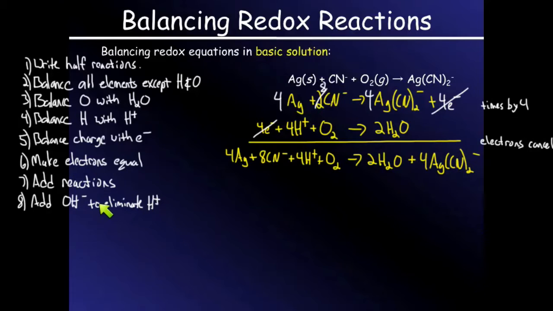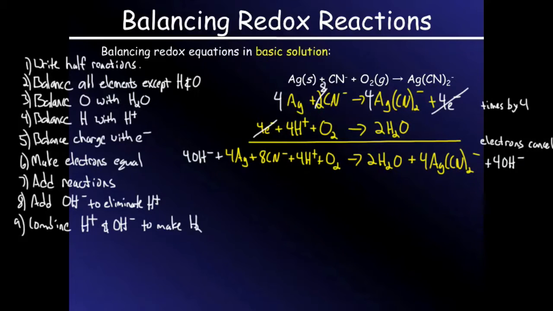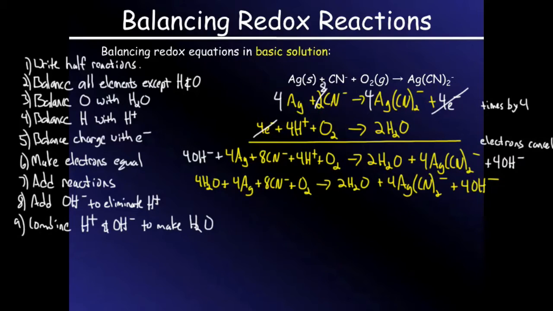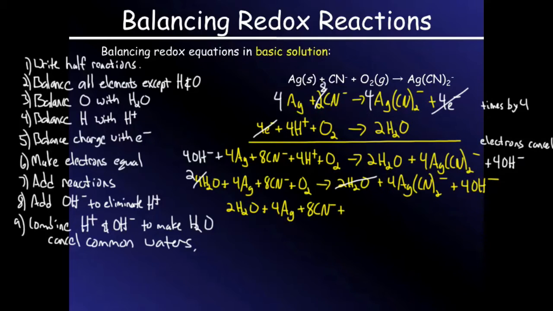Then, afterwards, because we are balancing it in basic solution, we will add the same number of hydroxides to both sides as we have hydrogen ions. So we have 4 hydrogen ions, we will add 4 hydroxides to both sides. The 4 hydrogen ions and the 4 hydroxides on the left-hand side will combine to form 4 waters. We will then see that we have 2 waters common to both sides, 2 waters here, 4 waters here, so we can cancel 2 waters from both sides, and then rewrite the balanced chemical reaction.